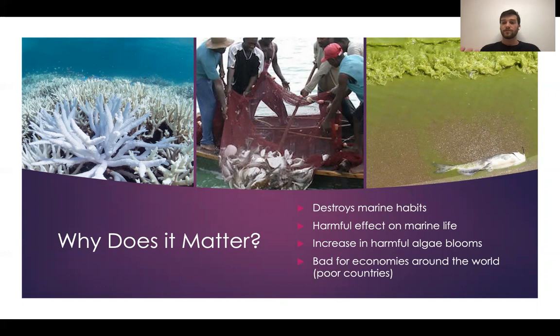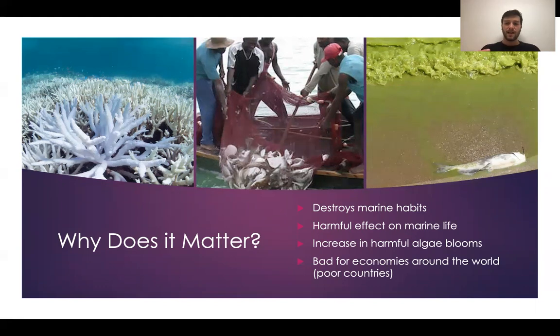But when the water gets too warm, the actual organism leaves the hard backbone. So what's left is this white, chalky carbonate structure that's left behind. And if the water stays too warm or too acidic, the coral itself just dies. So this destroys the habitat for lots of fish and many other creatures that live in coral reefs. Here in the middle, you see several fishermen.